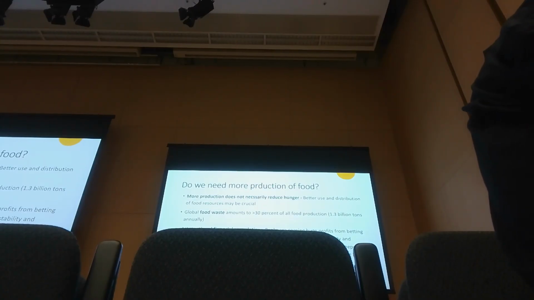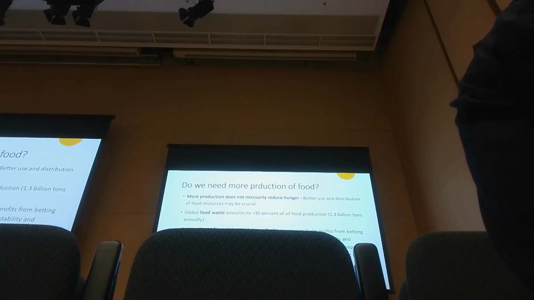So I actually want to put it here. In some countries, the less developed places, maybe we want to increase the production, but it does not necessarily reduce hunger. We might want to better use and distribute our food resources over the globe. And global food waste is also a big problem. So we want to increase the preservation and reduce the waste of food, so then we can better use those resources.